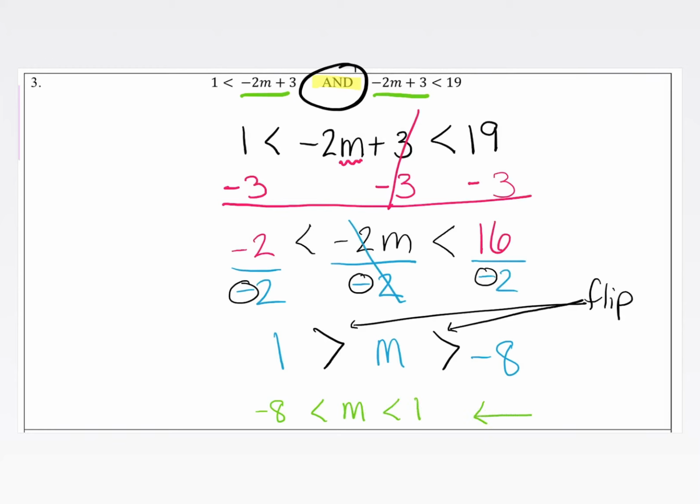So if we were to graph this, we have my -8, we have my +1, open circles for both. Since m is sandwiched in between and it is an and inequality, we're going to shade in between. Numbers that are in between -8 and +1.